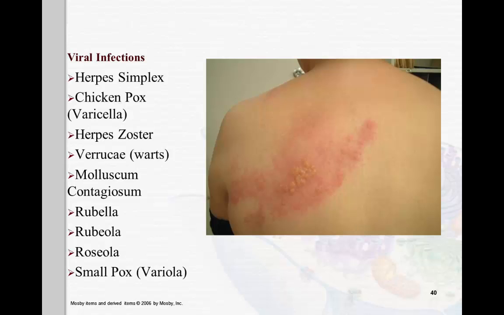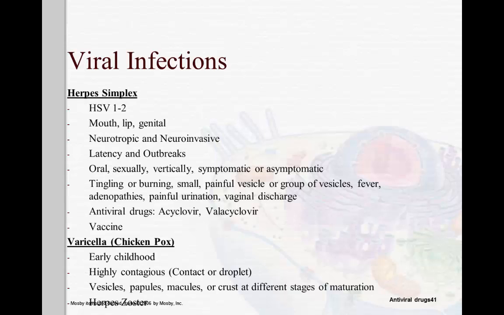If you remember, in the past it used to be said that for the mouth and the lip it was type 1, and for the genital it was type 2. This does not apply anymore. You could have either: herpes 2 in the mouth and herpes 1 in the genitals. So the order does not matter.